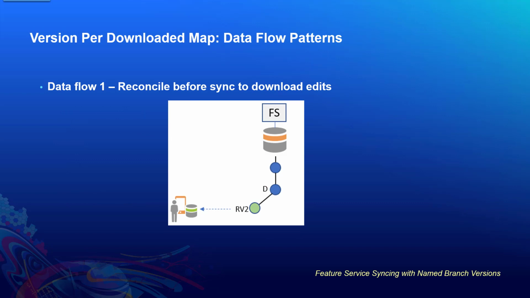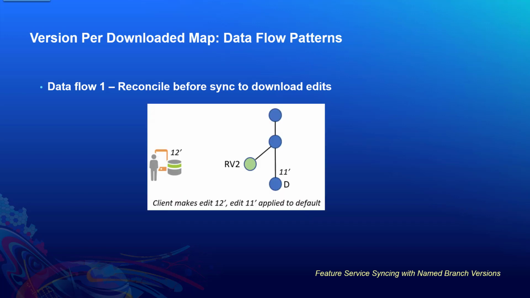Now let's get into some data flow patterns, and these are important to understand how things work with the version per downloaded map option. So the first thing we're going to discuss is the requirement to reconcile before sync in order to download edits. To start, we have a mobile editor, and they've taken data offline, and you can see a version, RV2, has been created for them.